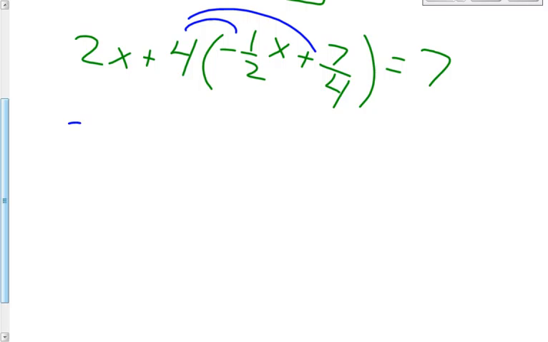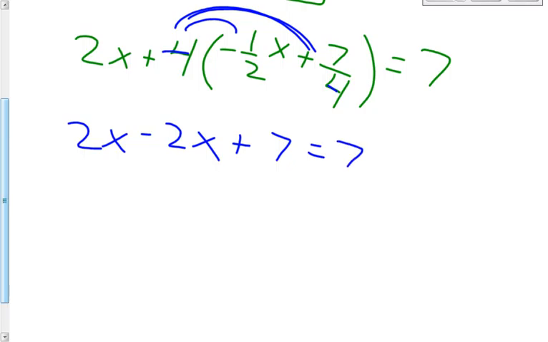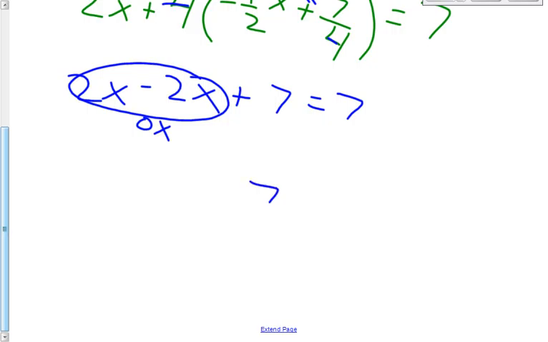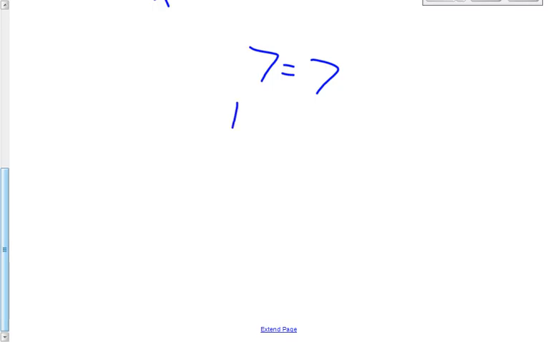So now I'm going to solve for x first by distributing. I get 2x plus 4 times a negative 1/2 x is a negative 2x. And then I have a positive 4 times a positive 7/4. These 4's cancel, so it would just be a positive 7. And that equals 7. Now simplifying the left side, 2x minus 2x makes 0 x's, and I get the answer 7 equals 7. So if I got that on a test, I would write down all real numbers, or I would write down they are the same line.